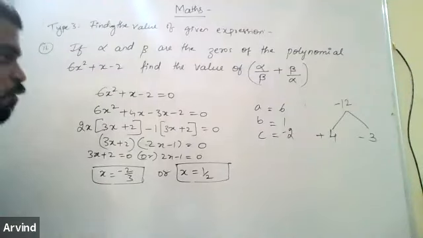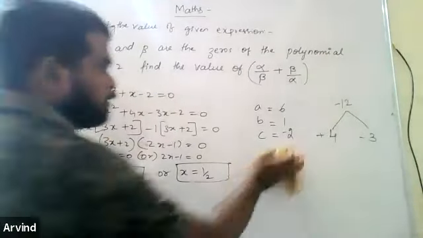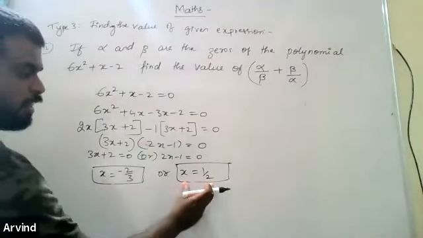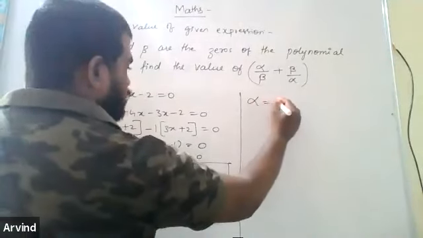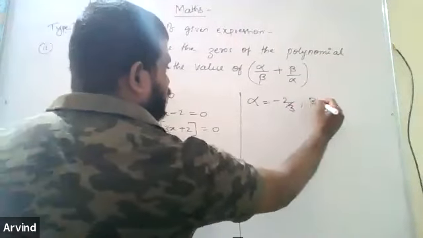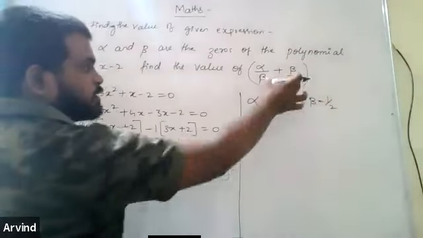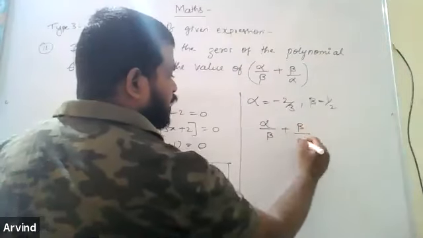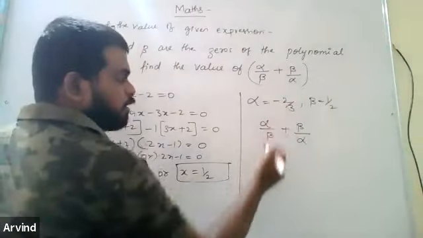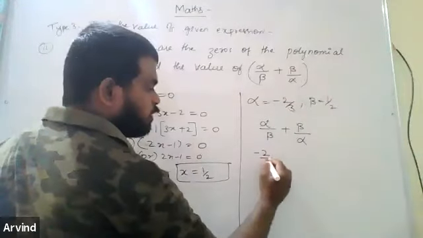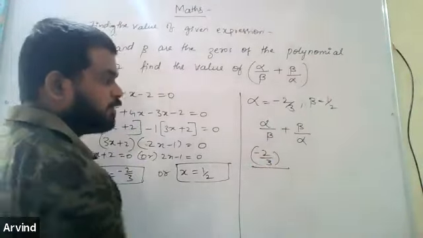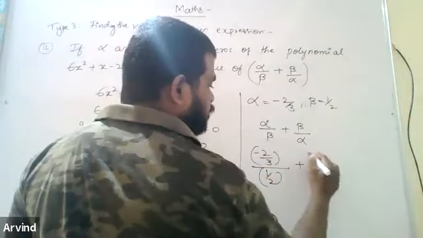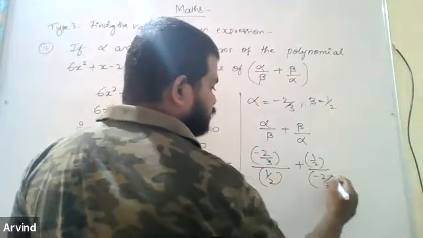Yes. Now what you have to do is assume one of the things as alpha and the other as beta. So alpha becomes -2/3 and beta becomes 1/2. Now this question is given, we have to find the value of it, so let us take that. Substitute into alpha by beta plus beta by alpha. By 6. Alpha value is -2/3, divided by beta value 1/2, plus beta value is 1/2, alpha value is -2/3.